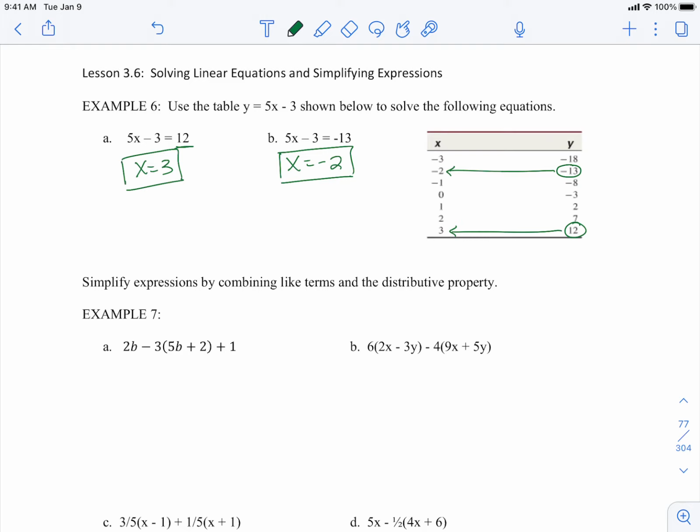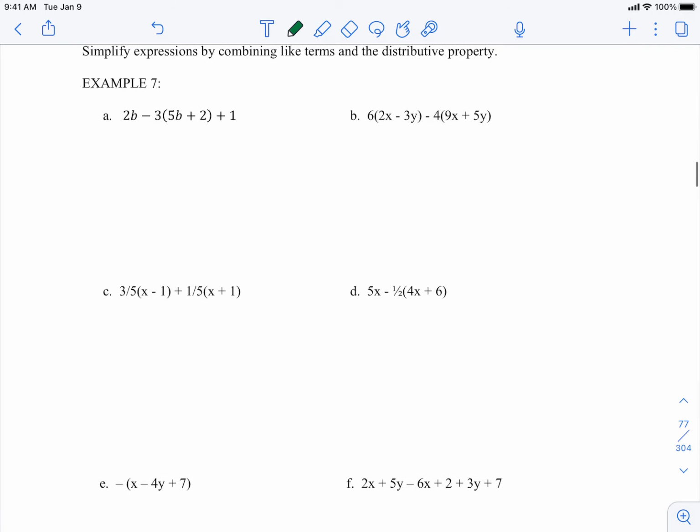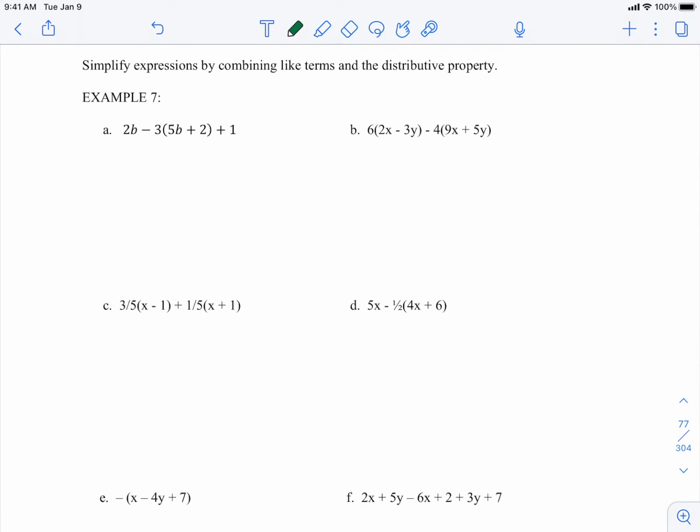All right, we're going to simplify expressions by combining like terms and using the distributive property. So for A, I have 2b minus 15b minus 6 plus 1. 2b minus 15b is going to give us negative 13b, and then negative 6 plus 1 is negative 5.